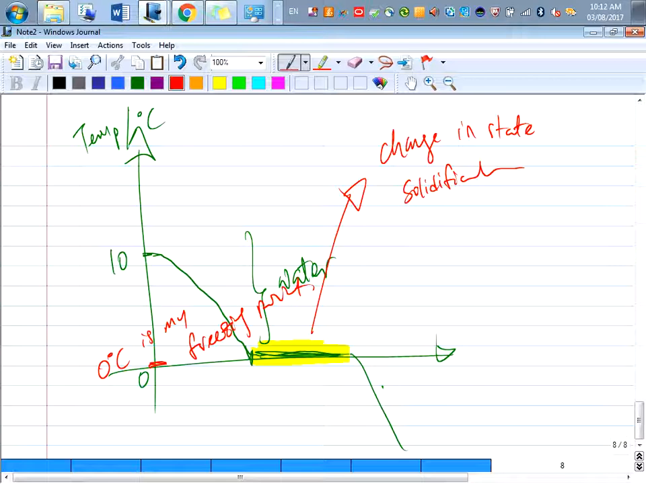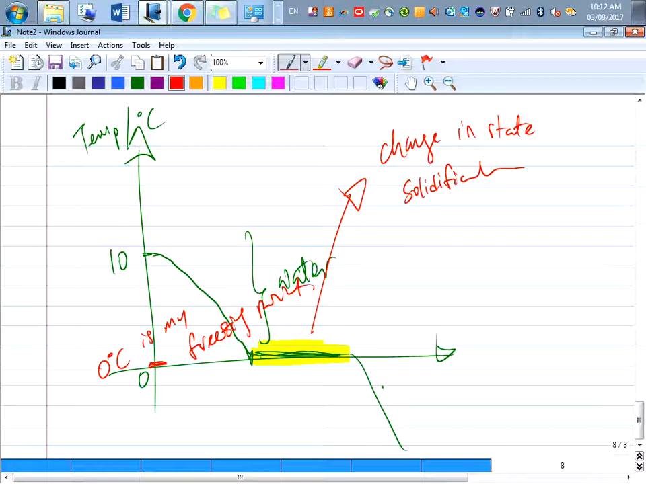So at this temperature, your solid phase, meaning your ice, and liquid phase, meaning your liquid water, coexist. You have some solid, you have some liquid. And it is only when they have completely changed into either the solid state or the liquid state that we have a change in temperature again. Otherwise, your temperature stays the same. Okay?